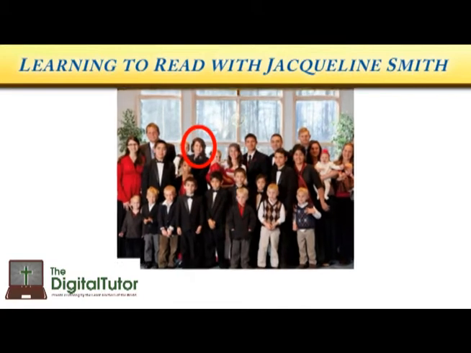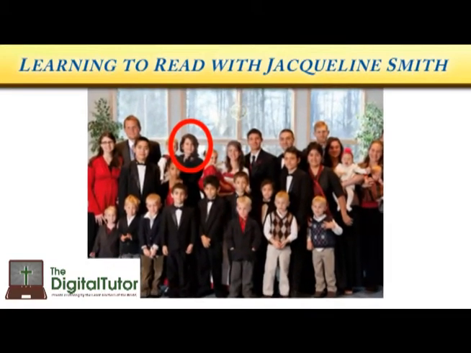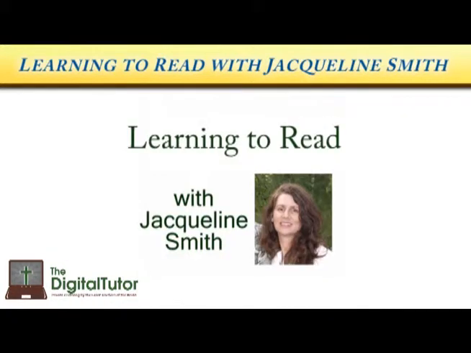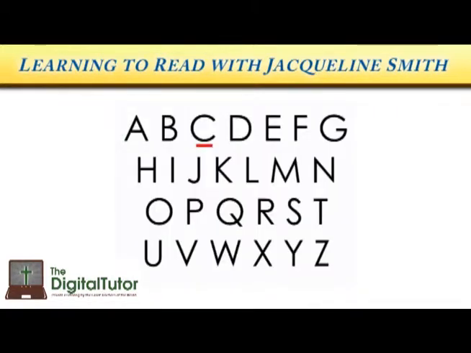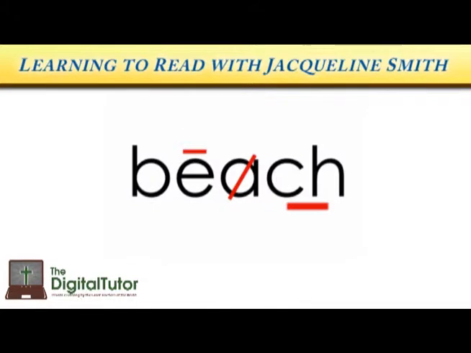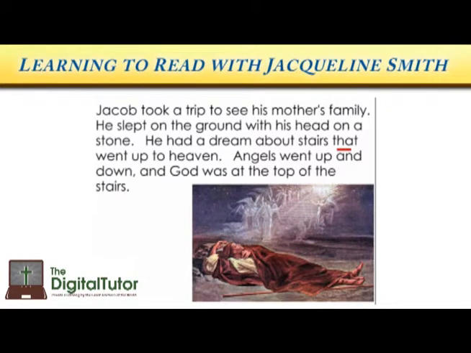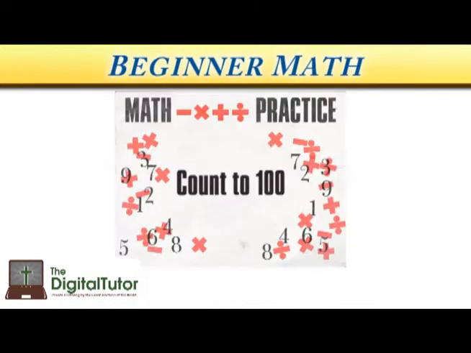Jacqueline Smith is the mother of 12 children, 8 of whom are adopted and have special needs. Her course, titled Learning to Read with Jacqueline Smith, contains 38 lessons and begins with the alphabet, carrying first-level students through basic phonics sounds, simple words and phrases, and concludes with students reading simple Bible stories.